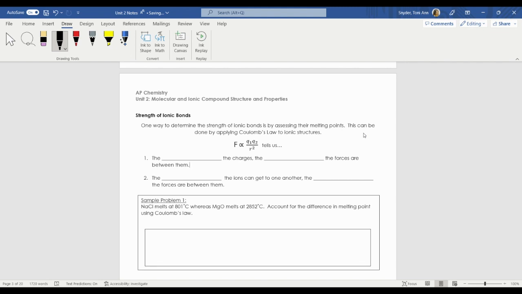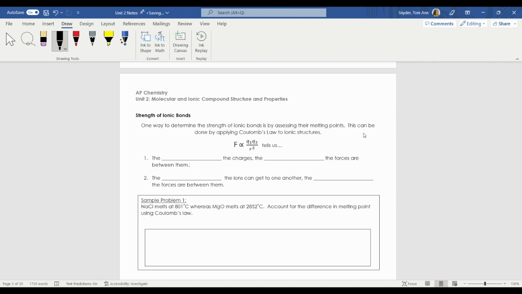So let's use this to talk about the strength of the intramolecular ionic bond. How can we tell which ionic bond is stronger than another? And one way to assess how strong an ionic bond is, is by looking at their melting points.